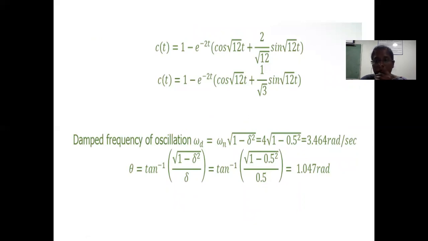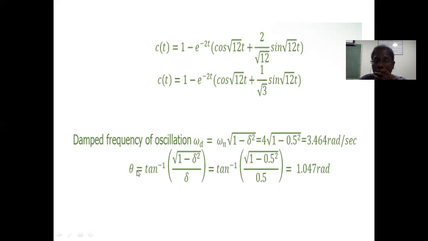After getting the time response, we also have to calculate the time domain specifications, that is rise time, peak time, settling time, and peak overshoot. For calculating those parameters, first you should calculate omega d. Omega d formula, we know, is omega n into root of 1 minus eta square. The eta value is already given in the question as 0.5. Omega n we just found to be 4. Substituting the values, you get 3.464 as omega d.